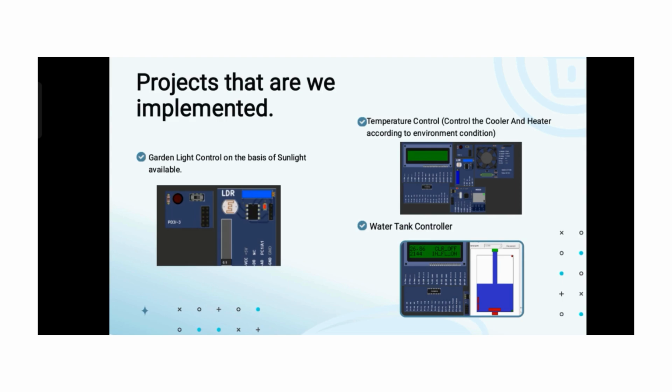Projects implemented. During this internship, we implemented three key automation projects. The first one, garden light control system. The second one, temperature control system. The third one, water tank control system. Each of these projects demonstrates how IoT can automate daily household activities, conserve energy, and reduce manual effort.